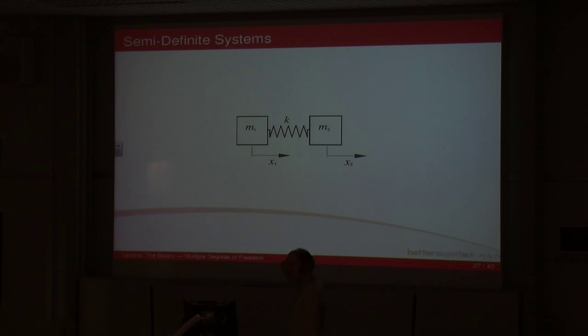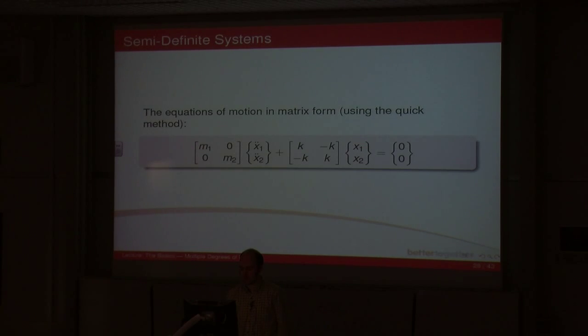There's another type of system that we deal with where things aren't connected to ground. This is called a semi-definite system. The other way you may hear it talked about is a degenerate system. This is a 2-degree of freedom system, but there's only one spring. And you can go through the same process to solve the equation of motion, which looks like this.